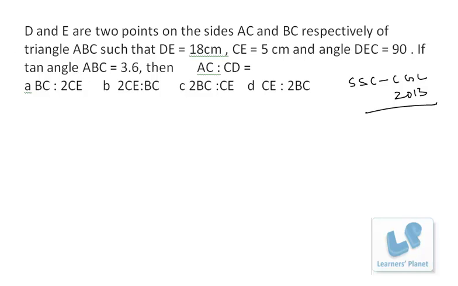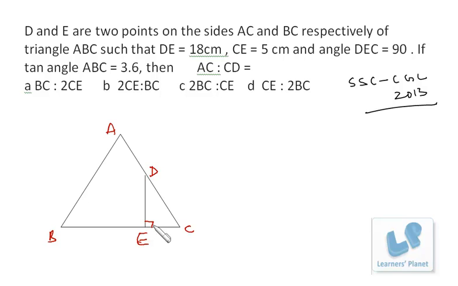First of all, I just draw a diagram, a rough sketch over here. This is my triangle ABC and this is angle DEC, that is 90 degree, right? So this is A, this is B, this is C, this is D, and this is E, right? This angle is 90 degree, that is given, DEC is 90 degree. Now what? We have to find out the ratio AC is to CD, AC is to CD, right?